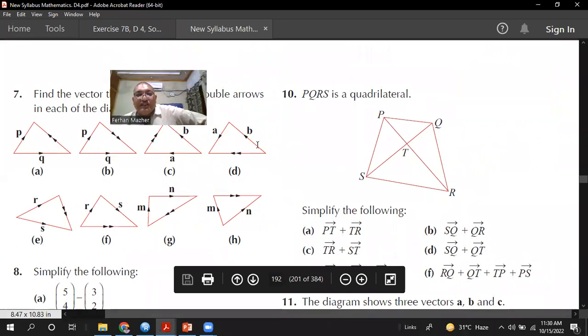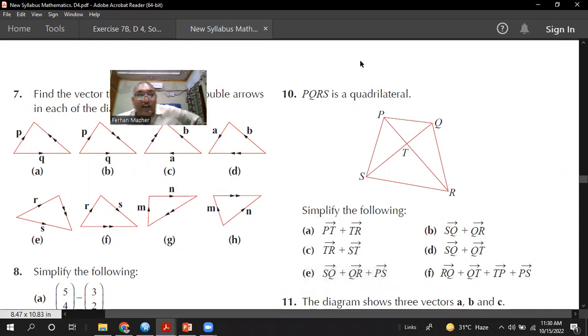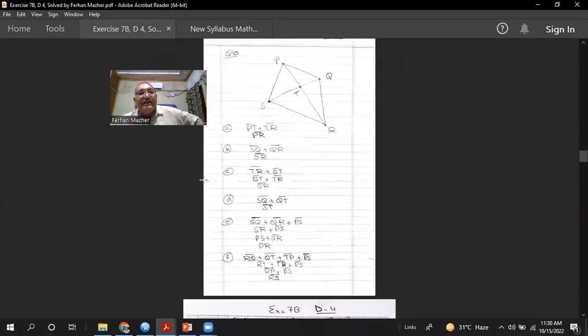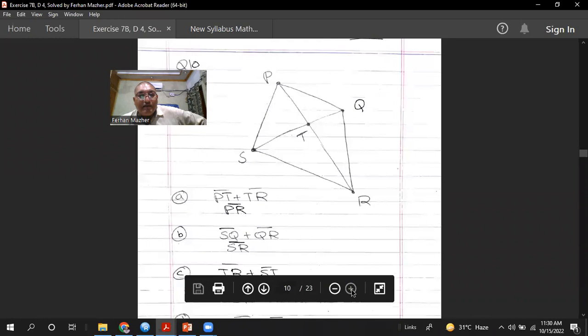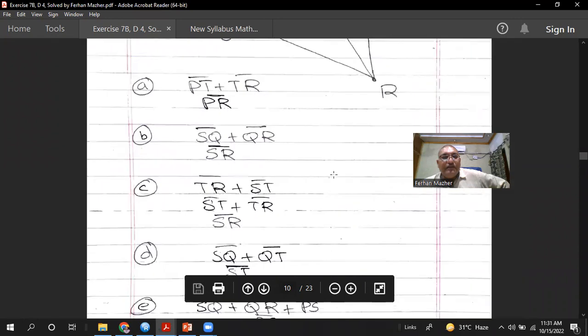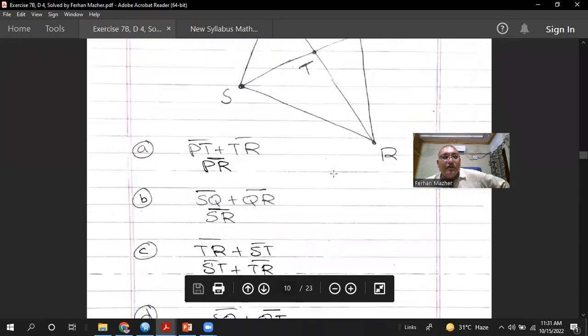We are going to the next question. The next question is: PQRS is a quadrilateral. Simplify the following. So this quadrilateral is also important, PQRS. When you join the diagonals, they intersect at the point T. Simplify the following: PT plus TR. The answer will be PR.